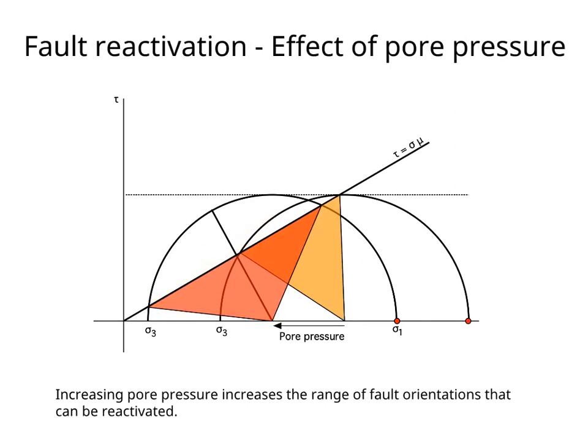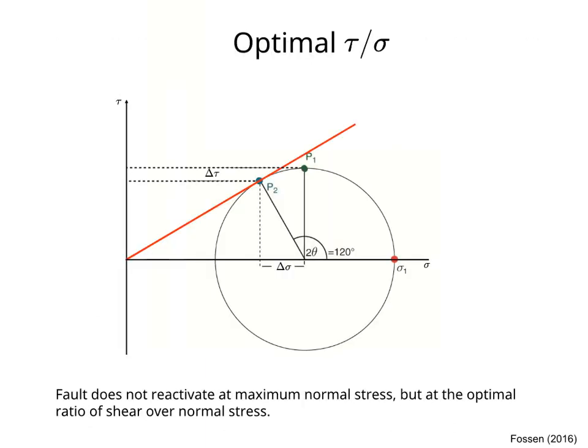Pore fluid pressures also facilitate fault reactivation. Pore fluid pressures counteract the normal stresses, and shift the Mohr circle to the left. Therefore, they increase the range of potential fault orientations that can be reactivated. This is illustrated by the yellow and red triangles. As we have discussed before, renewed slip on a fault does not occur at the maximum shear stress, but at the optimal ratio between the shear and normal stresses.